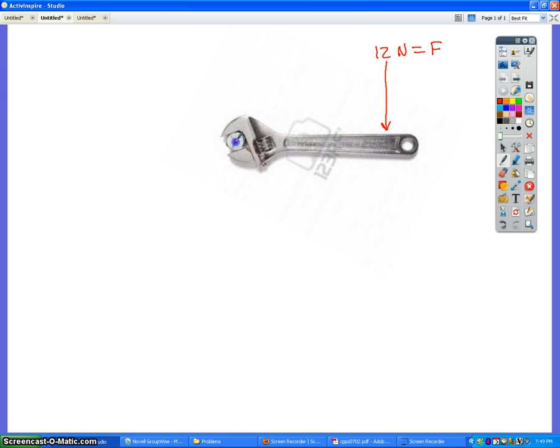The fulcrum is where the center of the turning is occurring. So from here out to where his hand would be, which would be right here, we know that that is 0.40 meters, and that is the distance. Torque is really easily defined. Basically, the Greek letter for torque looks like a T, and that's equal to force times distance.